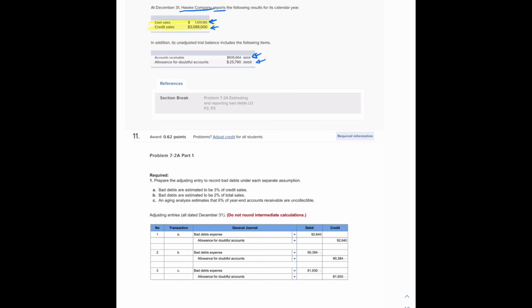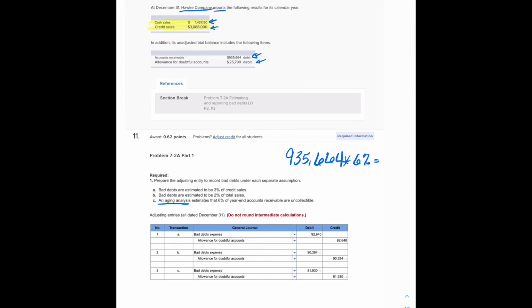So in this method, it tells us an aging analysis estimates 6% of year-end accounts receivable are uncollectible. As soon as you see they're basing this on accounts receivable, that tells you this is a balance sheet method. These two were based on sales, and that word sales, when that's the basis, tells you that's the income statement method. Okay. So we'll clear this out again, just to clean this up some. And now I'm going to take my ending accounts receivable balance, which is $935,664, and I'm going to multiply that directly by 6%.